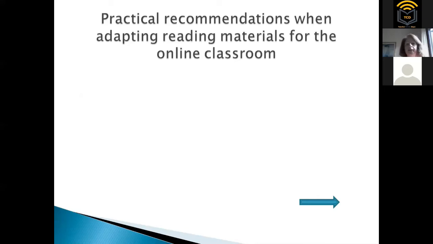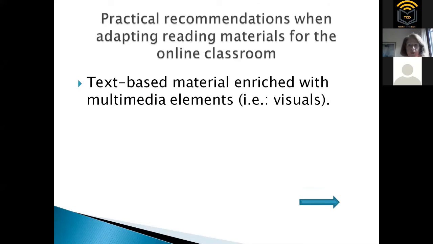Now, some practical considerations now when adapting reading materials for the online classroom. First of all, and very important, the visuals. Of course, we have them in the course book as well, but for the screen, that's even more important. We have to enrich them, and we can actually do that with multimedia elements. This is the great thing about adapting reading materials for online use. Sky's the limit with the multimedia elements that we can use.